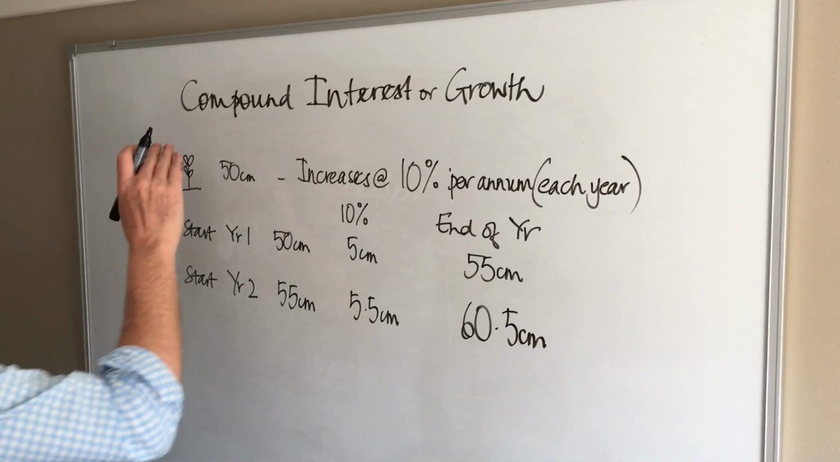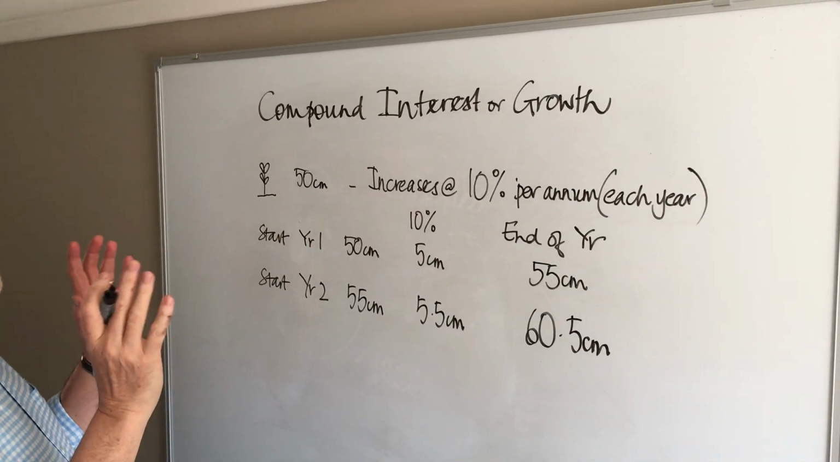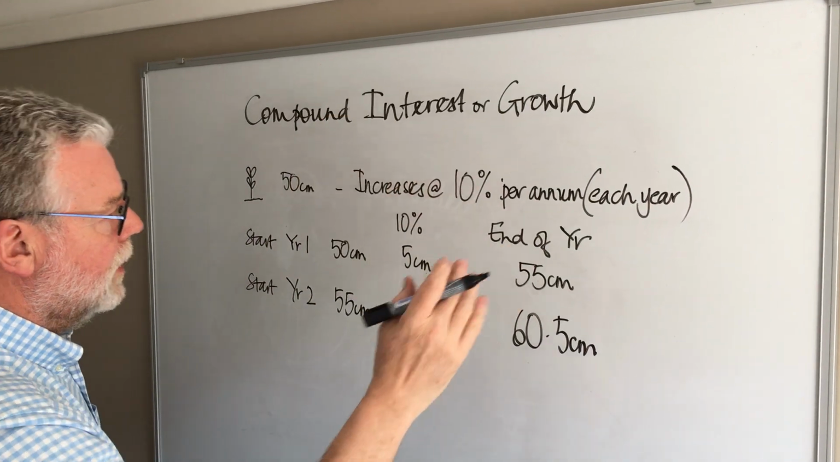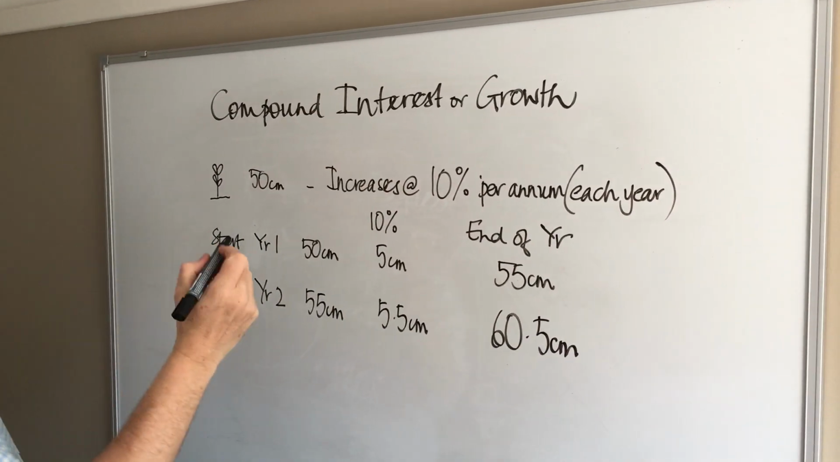Now we're going to look at something which is quite tricky with percentages. It's called compound interest or growth. Now let's just think about an example.